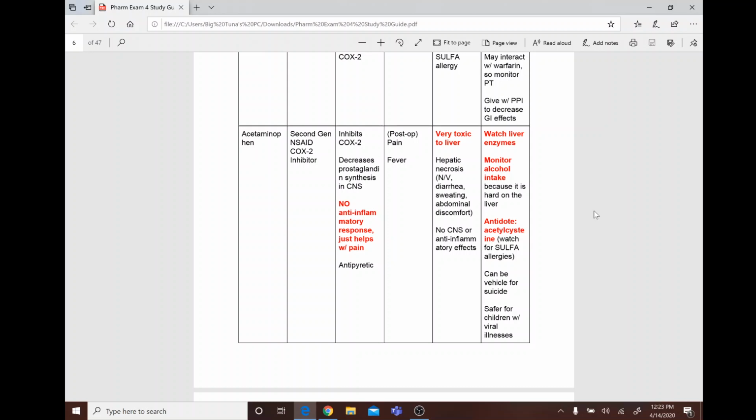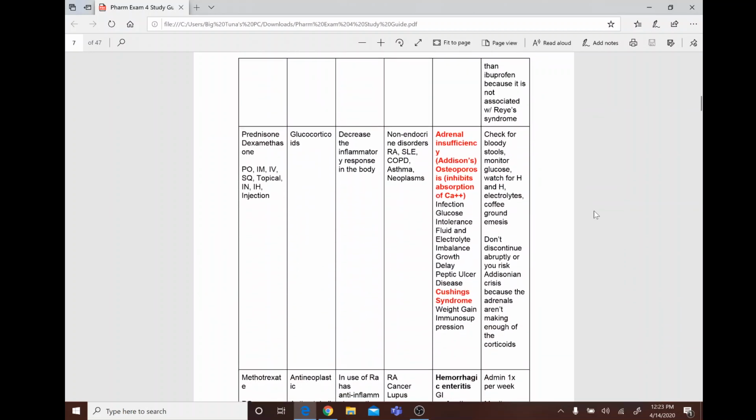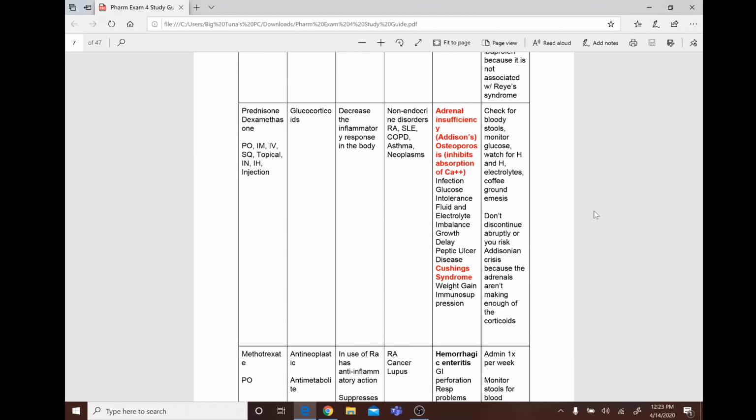Acetaminophen is used for post-op pain and fever. It's very toxic to the liver, so you could have hepatic necrosis, with symptoms such as nausea and vomiting, diarrhea, sweating, and abdominal discomfort. So with acetaminophen, you want to watch liver enzymes. You want to monitor alcohol intake. The antidote is acetylcysteine, but you want to watch for sulfa allergies, and it can be a vehicle for suicide and is safer than ibuprofen.